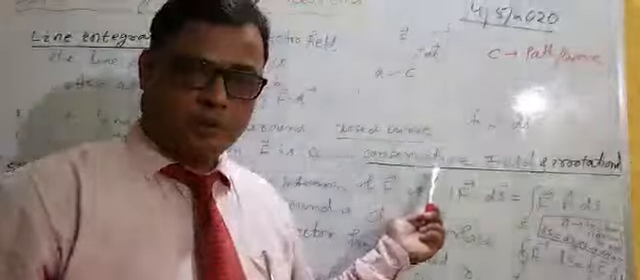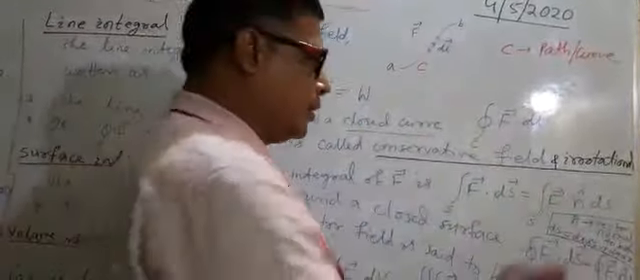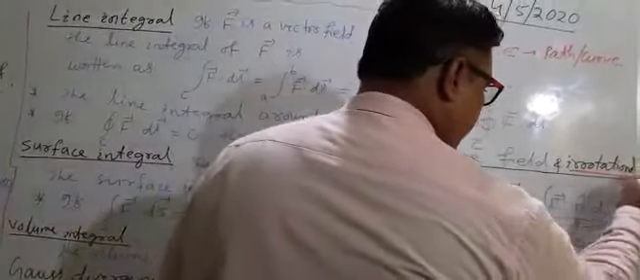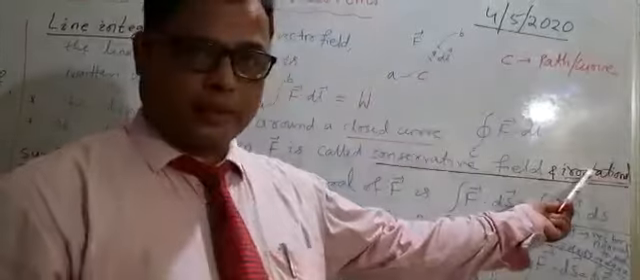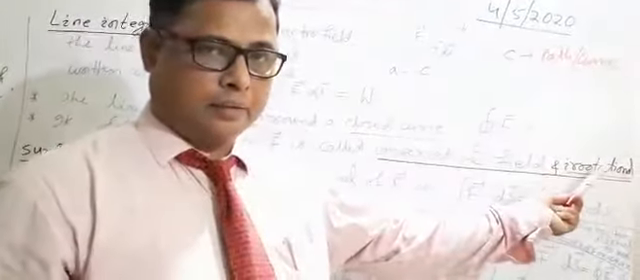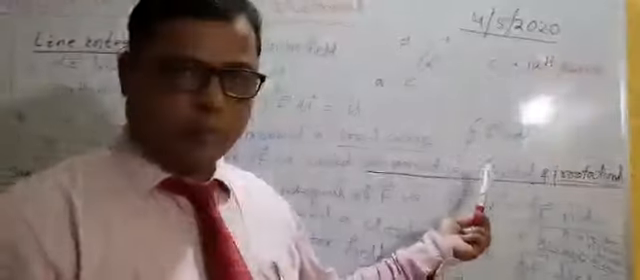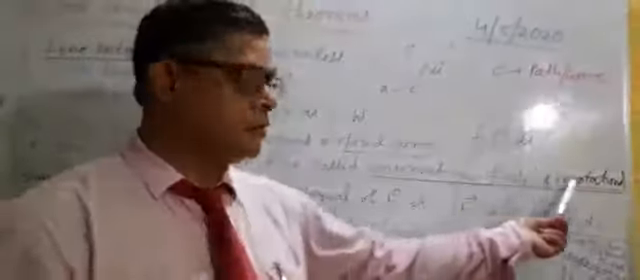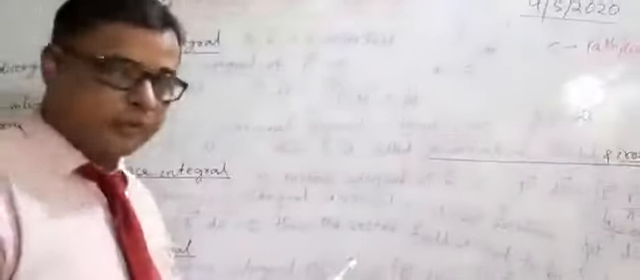The same conservative field you can also call an irrotational vector field. Why a conservative vector field is called irrotational, I will explain later, after the theorem. For now, only remember that the conservative field is also called an irrotational vector field.